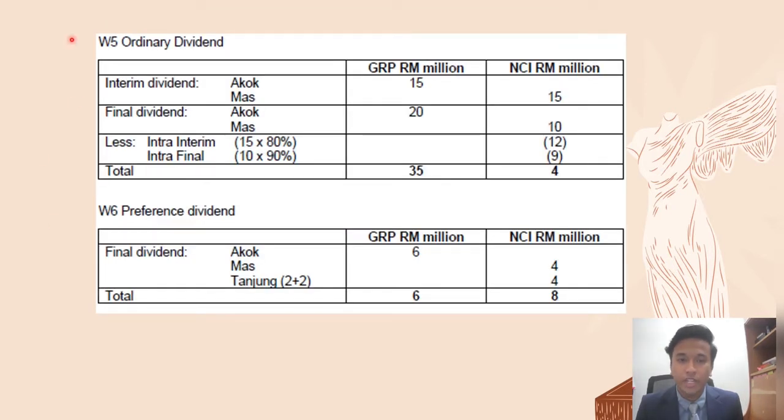For working 5 and working 6 are the ordinary and preference dividend. For ordinary, we just plus interim and final dividend and we less any intra transactions. And we will get 35 and 4 million respectively for GRP and NCI. For working 6 preference dividends, Tanjung will need to plus 2 million as they declared but did not record it. So we will get 6 and 8 million for GRP and NCI.